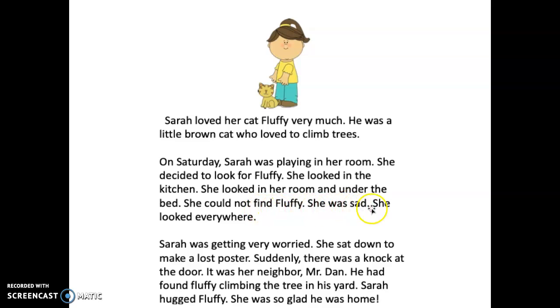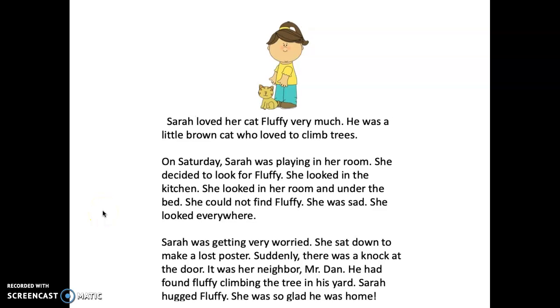She was sad. She looked everywhere. Sarah was getting very worried. She sat down to make a lost poster, but suddenly, there was a knock on the door. It was her neighbor, Mr. Dan. He had found Fluffy climbing the tree in his yard. Sarah hugged Fluffy. She was so glad he was home.